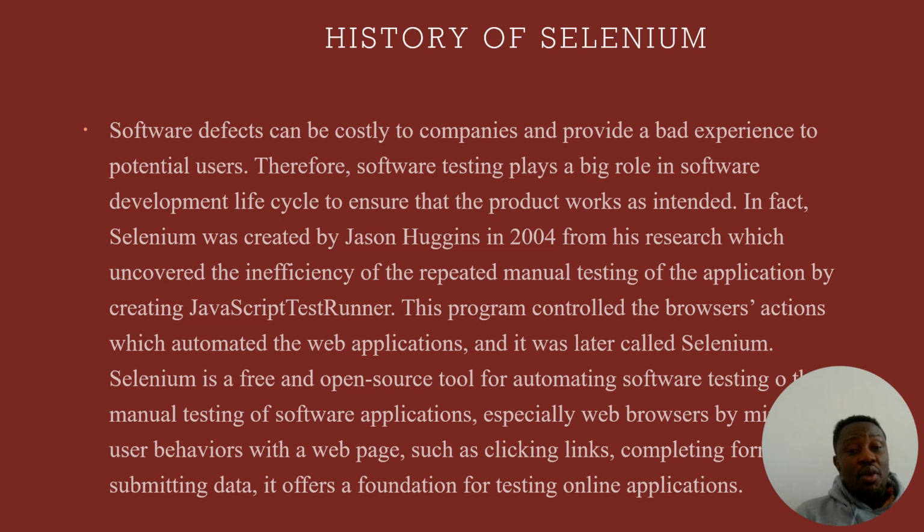From his research, which uncovered the inefficiency of the repeated manual testing of the application, he created a JavaScript test runner. That was a program that he created back in 2004 so that it could replace manual testing, which was too repetitive and a time-consuming action for developers. That program would mimic user behaviors with a web page, such as clicking links, completing forms, and submitting data. It offers a foundation for testing online applications.